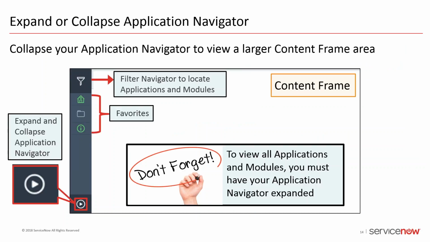You can collapse your application navigator to expand your content frame area. The collapsed navigator also displays favorites, as well as a link to the filter navigator to quickly search through all applications and modules. To expand or collapse your application navigator, click the circled arrow icon at the bottom left of your application navigator.